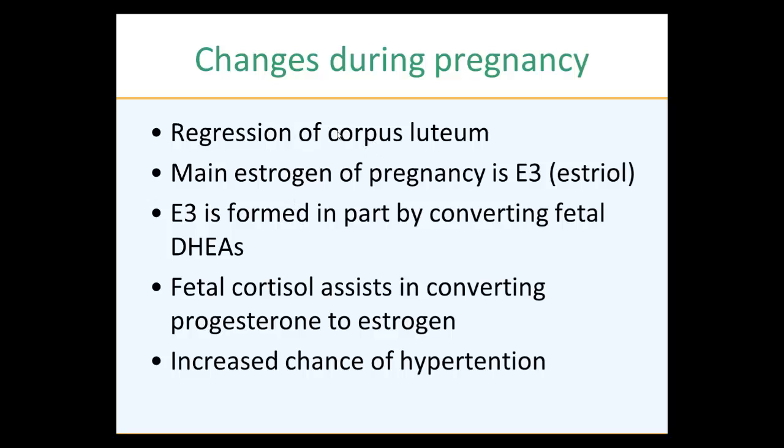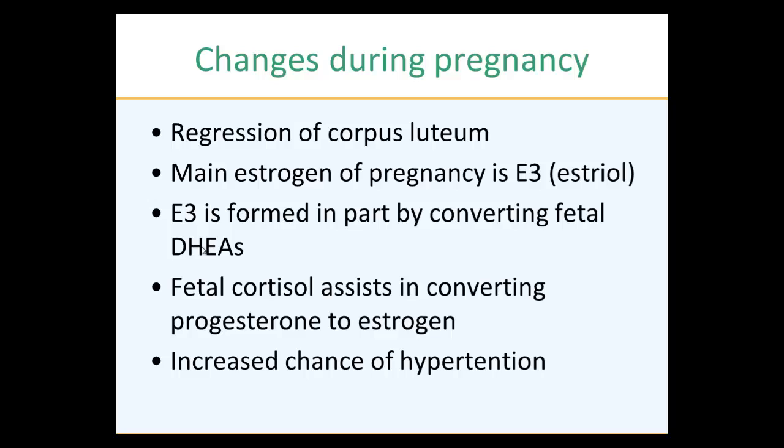We don't care about the corpus luteum anymore because there won't be high HCG, so there will be regression of the corpus luteum. The main estrogen here is E3, and the E3 is made at the placenta in part from the DHEA, the fetal DHEA. Does it mean that no other source is available? No, but the placenta is using extra sources when we have tons of DHEA, which tells you that the fetus is close to maturity when you're having tons of DHEA coming through.